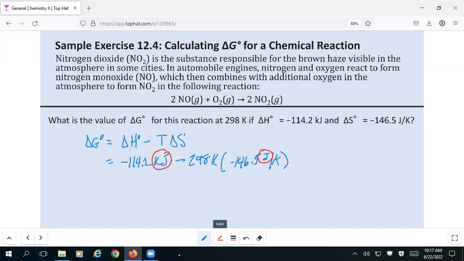So to solve this mismatch, I'm going to rewrite the first part here, negative 114.2 kilojoules minus 298 Kelvin. We're going to convert this joules to kilojoules. So we need to divide by 1,000. So the decimal point moves over 3 spaces. So it's 0.1465 kilojoules per Kelvin.